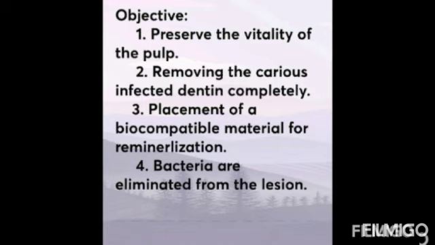So, the important objectives are to preserve the vitality of the pulp, remove the carious infected dentin completely, and place the biocompatible material for remineralization. So these are the important points here. We have to understand that in indirect pulp capping, we remove the infected dentin only, not the affected carious dentin.